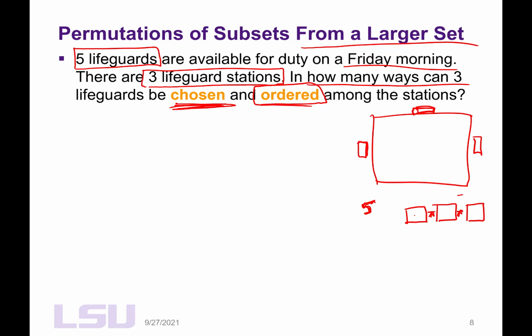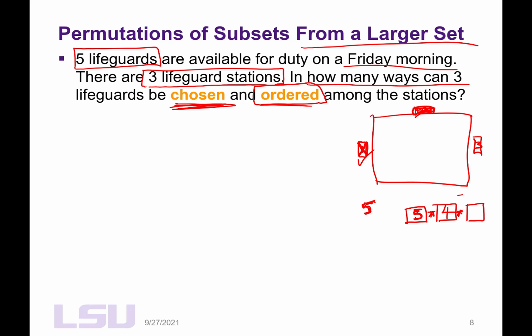So how many lifeguards can fill up this first position? Let's assume this is position 1, this is position 2, this is position 3. 5 people, right? You have 5 lifeguards. So any of the 5 could fill up this first position. Now, one of them has filled up this position. How many lifeguards do you have left? 4. How many of the lifeguards can fill the second position? Those 4. Now you fill this position too.